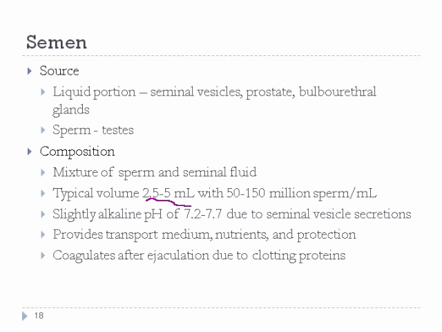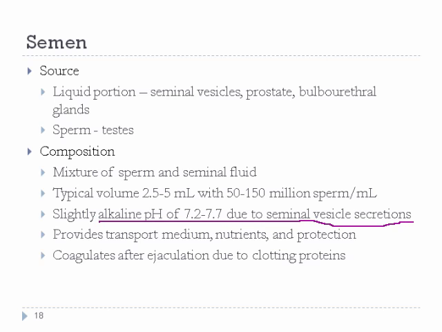Typical volume is about 2.5 to 5 ml, about 50 to 150 million sperm per milliliter. So we got a lot of sperm coming out here. And semen has a slightly alkaline pH due to those seminal vesicle secretions.